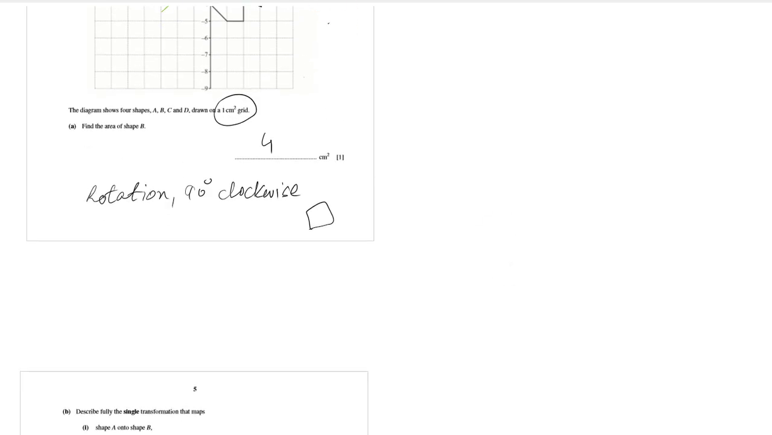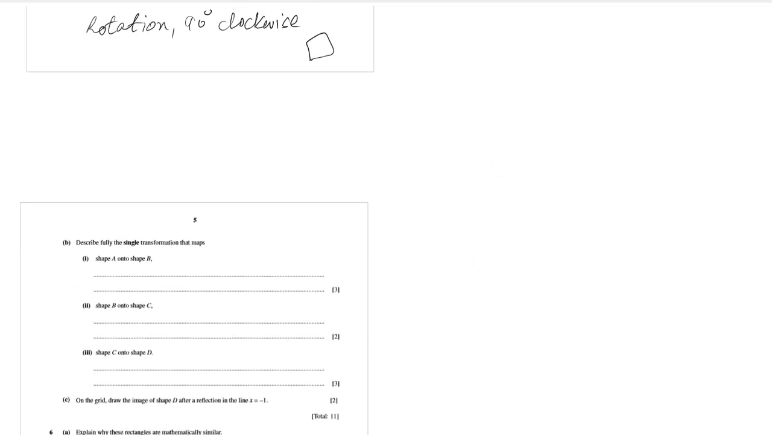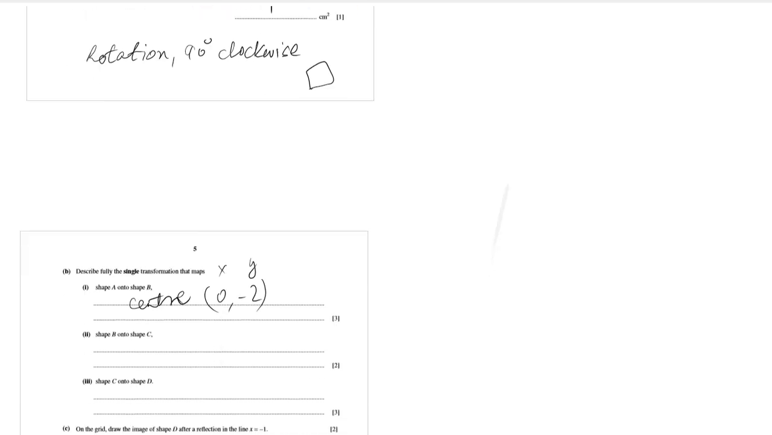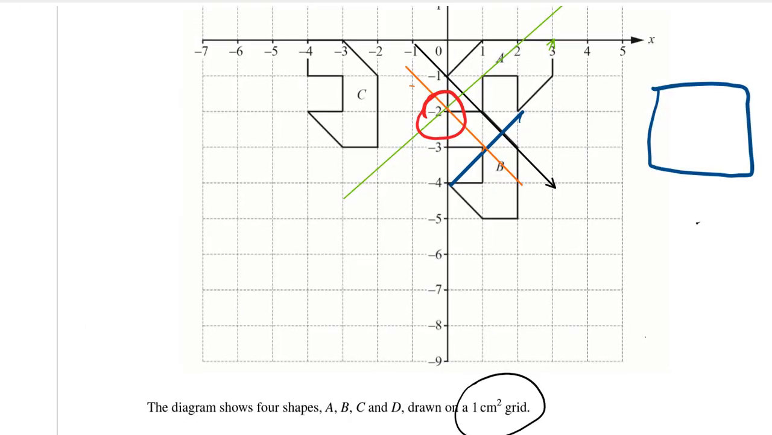So its rotation is 90 degrees clockwise and center 0 comma minus 2. This is x, this is your y. Shape B onto shape C.